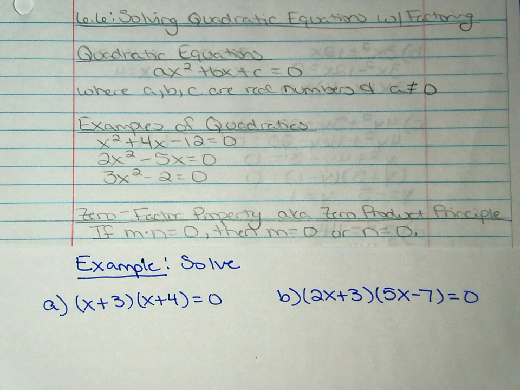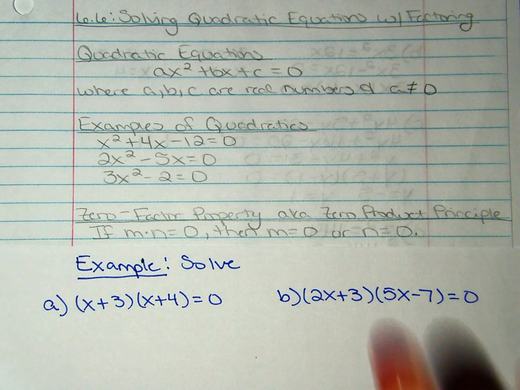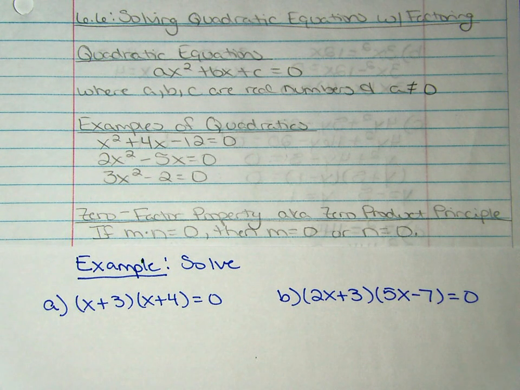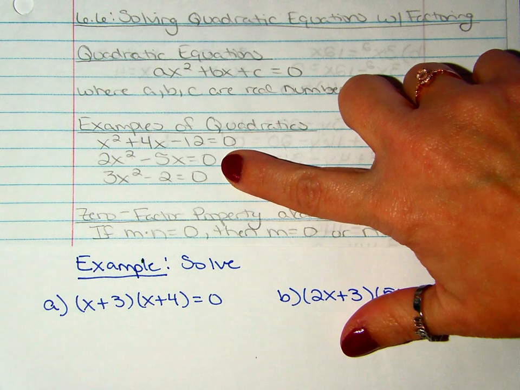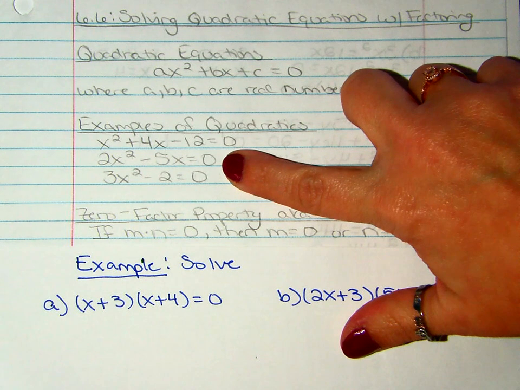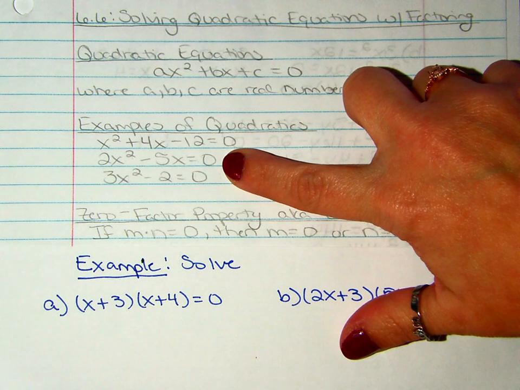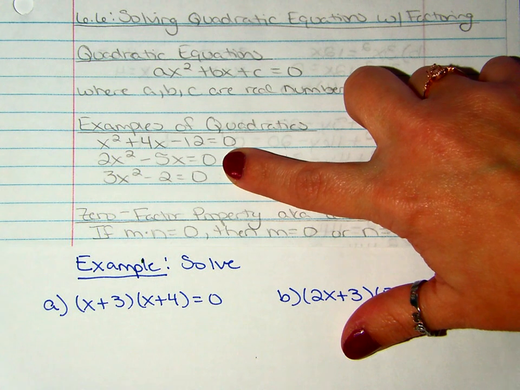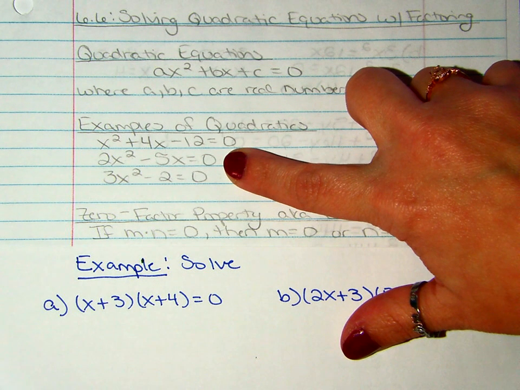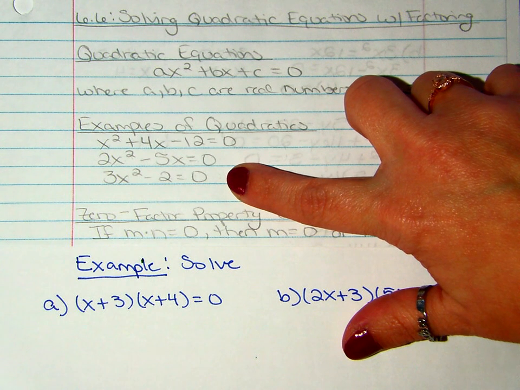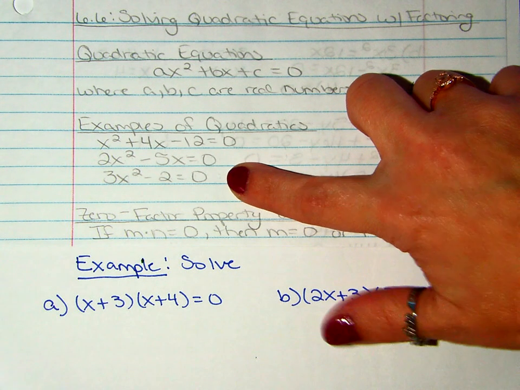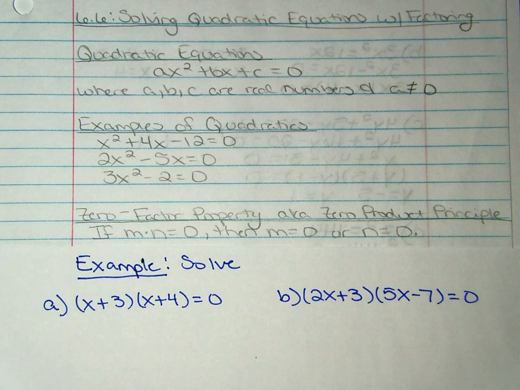So just some general examples of what quadratics can look like. We've got x squared plus 4x minus 12 equals 0. The second one, if you notice, we have 2x squared minus 5x equals 0. This one doesn't have a plus c. That's okay. You don't always have three terms. It's not always a trinomial. Sometimes you'll have a binomial, or sometimes you can even have a monomial. And then the last one, you'll notice we're missing our middle term. We don't have an x term. We have an x squared term and a constant term. All of these are considered quadratics, though, because they do have that x squared term in them. All of these we could potentially solve if we needed to.